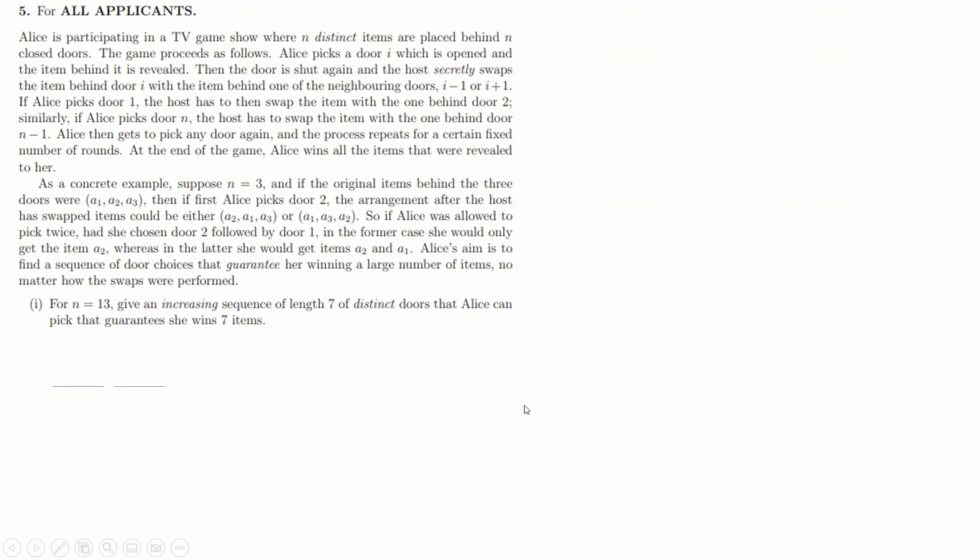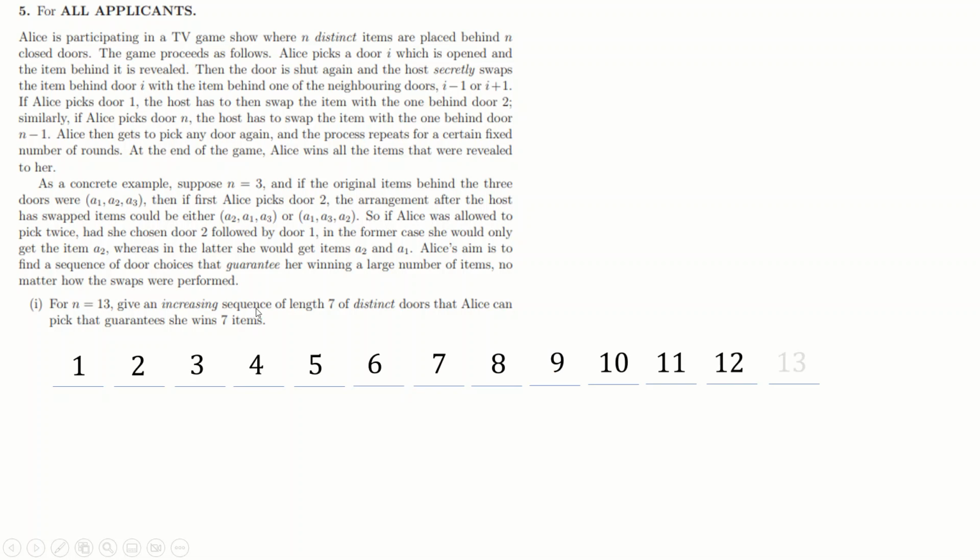So okay, let's draw out these 13 doors then, because they're saying n is 13 doors to start with, and apparently Alice has 7 choices to make this first time, and she wants to get 7 items. Is there a way to guarantee 7 items? So okay, let's just pick door number 1, and she wins the item behind 1. The host then has to swap these 2 over, that's fine. And now we could pick this door, because then we guarantee item number 2, but we know item 3 is here.